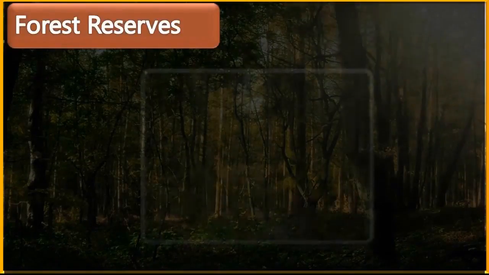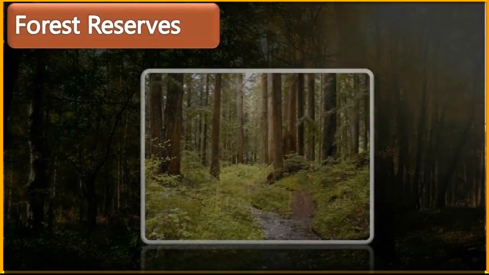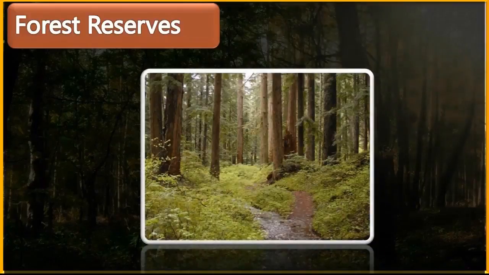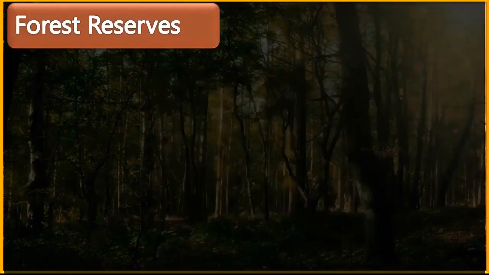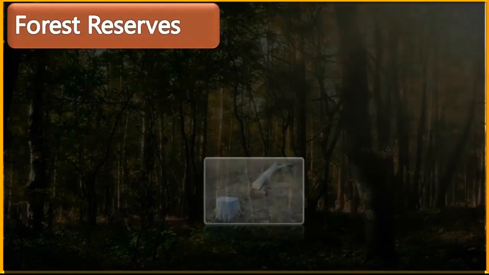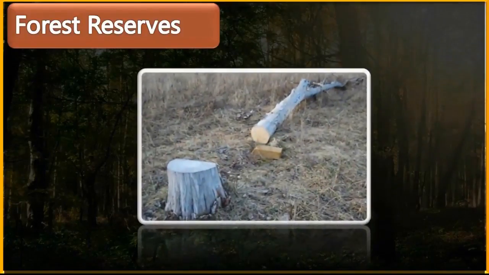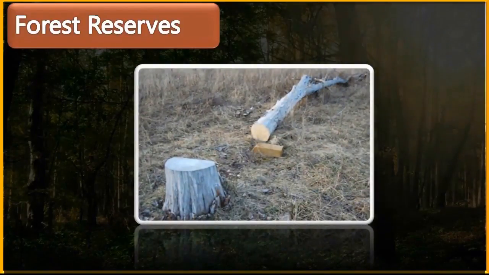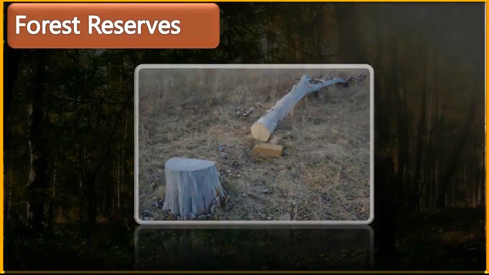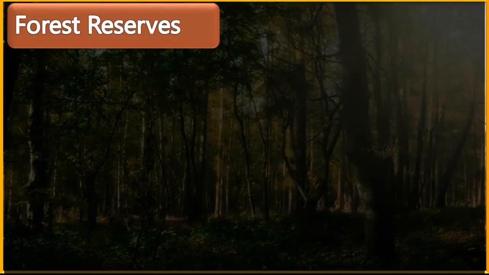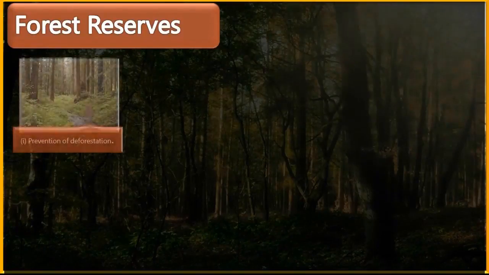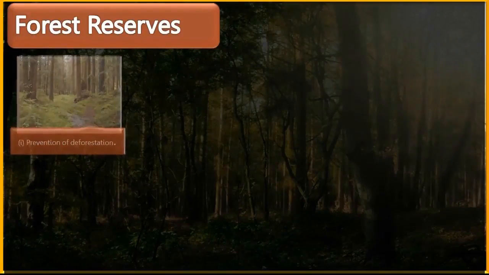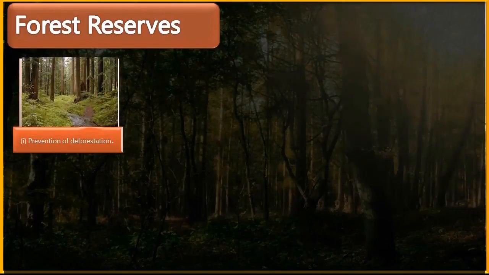Forest reserves. Forest reserves are large areas of forest cover that are protected from human exploitation. Strict laws have been enacted all over the world to prevent falling of trees in forest reserves. Thus, forest reserves have been established with an aim at serving the following purposes. Number 1. Prevention of deforestation. Number 2. Planned harvesting.